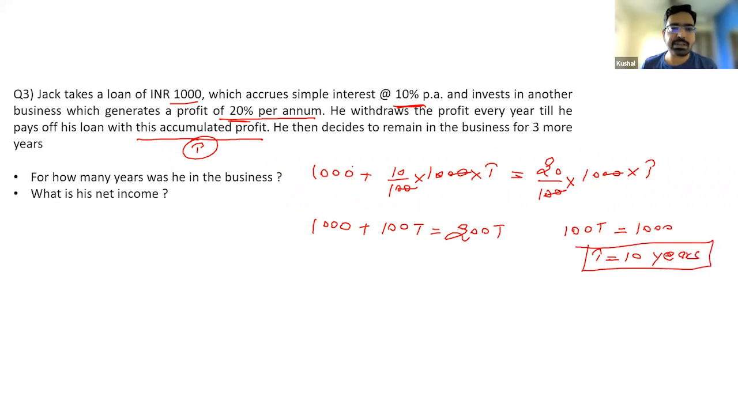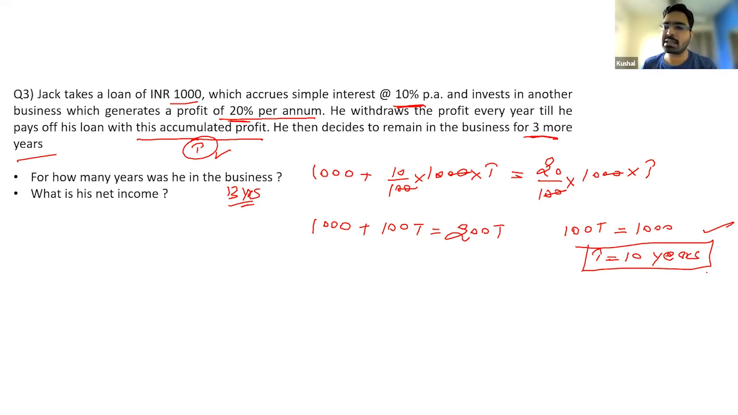Now, if the value of time period is 10 years, then we have solved one part of the question. Now, he then decides to remain in the business for 3 more years. For how many years was he there in the business? So 10 years over here and 3 more years after this. That means the first answer should be 13 years. He should be there in the business for 13 years. What is his net income?